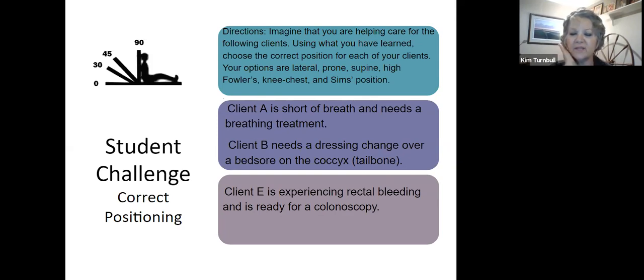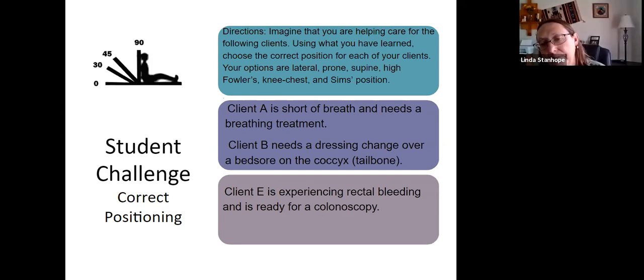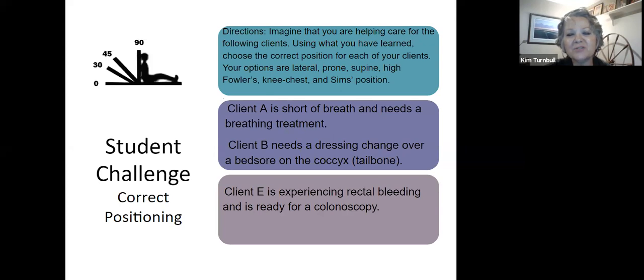And so sitting there thinking, okay, I've got my choices there: lateral, prone, supine, high Fowler's, knee chest position, or the Sims position. Well, okay, so it's probably best if I sit up. So it's going to be high Fowler's. Yay, right answer. So this is just something that you can give them to help them solidify what that term means, as far as what is lateral. Oh yeah, that's the side-lying position. That's my enema position. Okay.